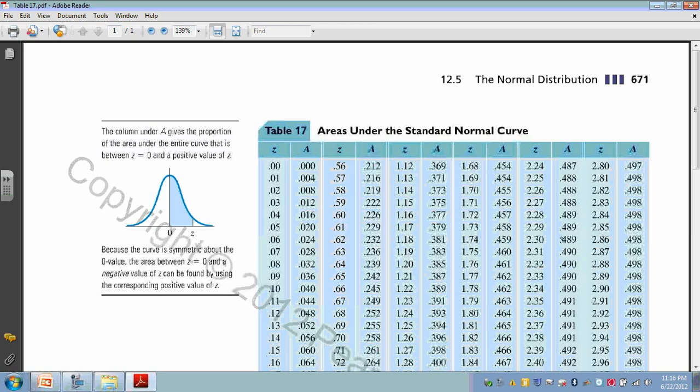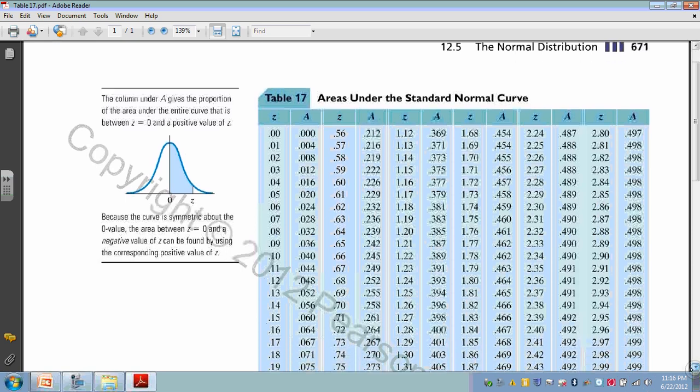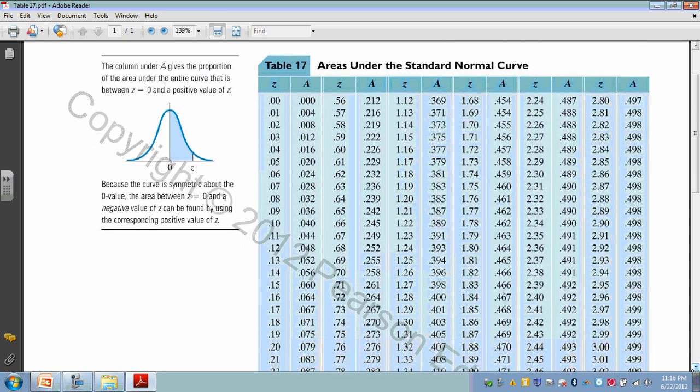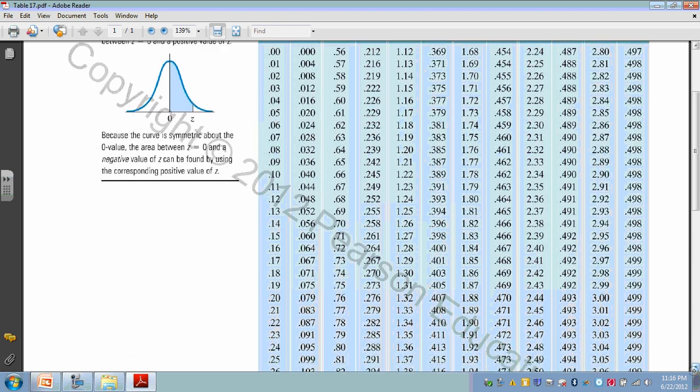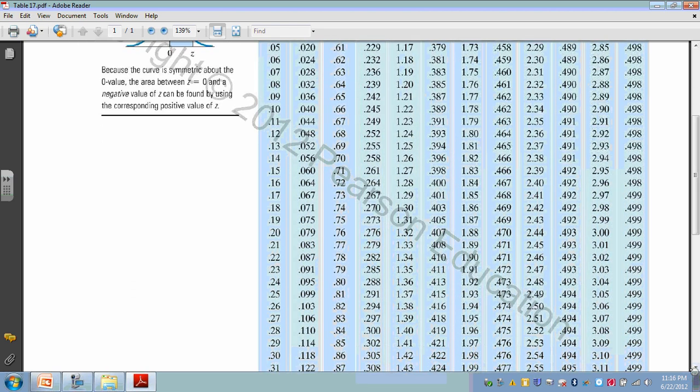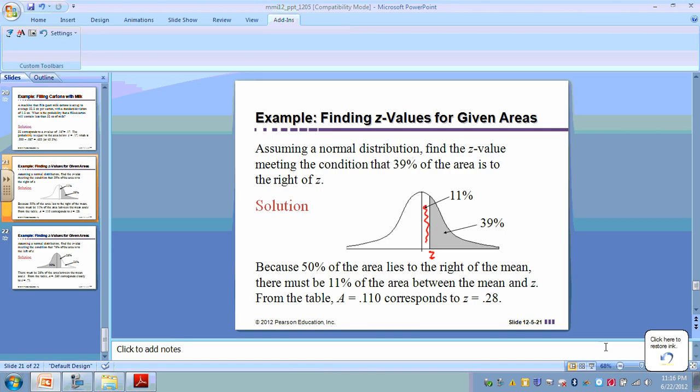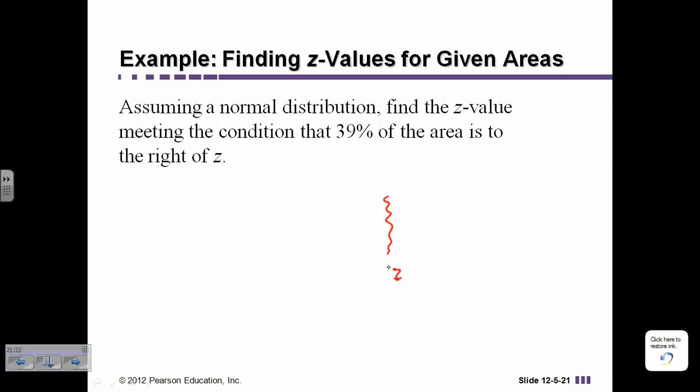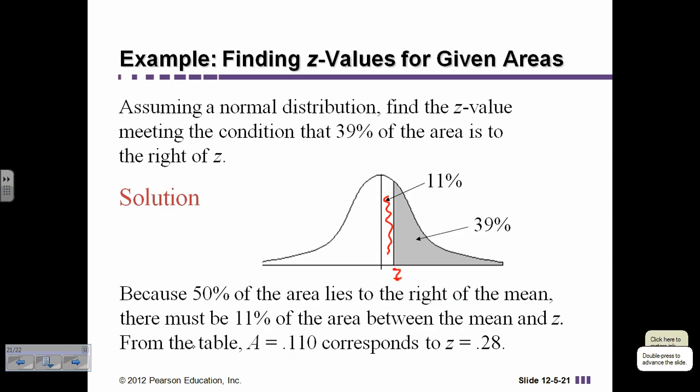And when we look at our chart, what we're going to do in this chart this time is we're going to look in the A column, and we're looking for 0.11 in the A column. And you'll notice that we find 0.11 right here. And the z-score is 0.28 for that value. So when we go back to our problem that we were looking at and we look at the z-score, it corresponds to 0.28.